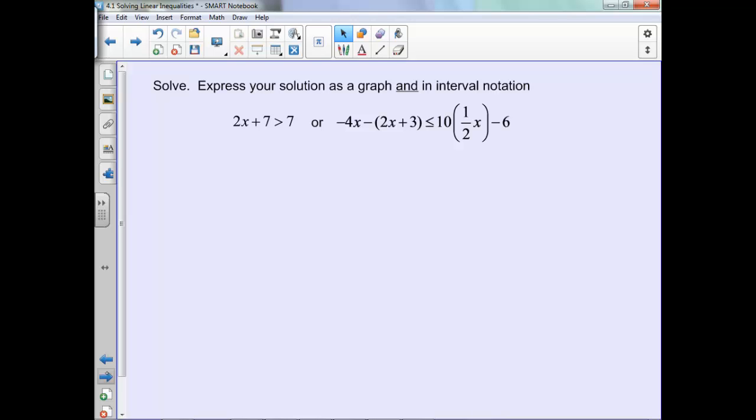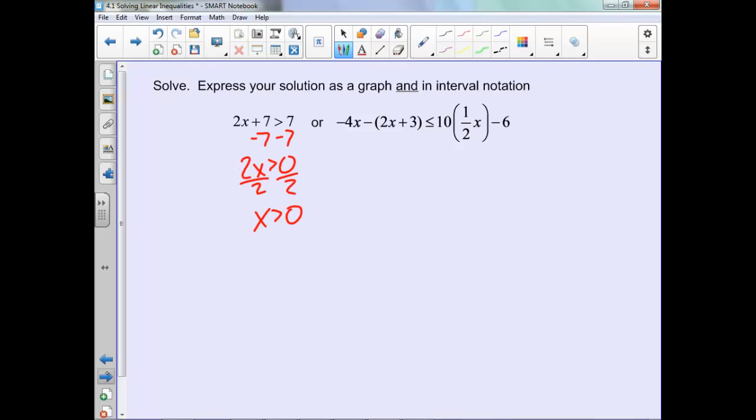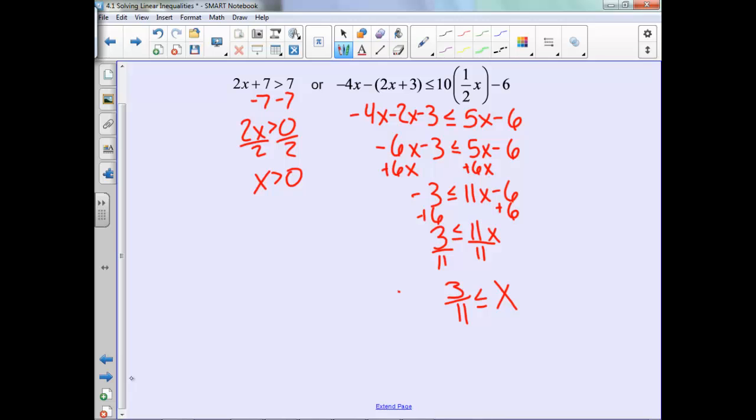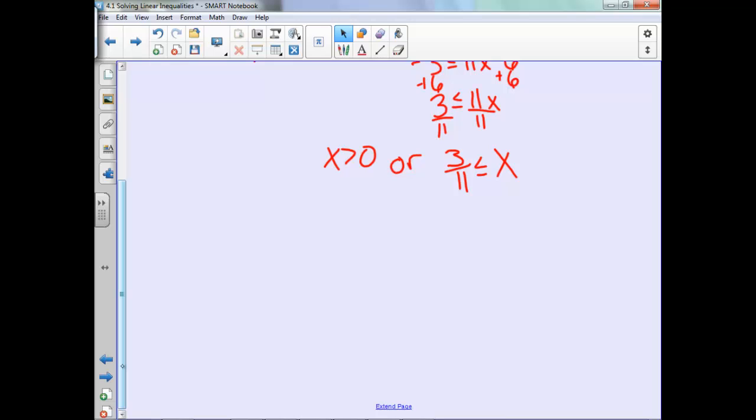Alright, now, same idea, but we've got an "or" statement. We'll just solve each of them individually. So we'll get x is greater than 0. And now this other side we're going to have to distribute, but that's okay. So we're going to be graphing both of these. x is greater than 0 or x is greater than or equal to 3/11.